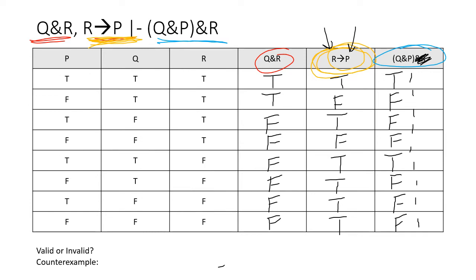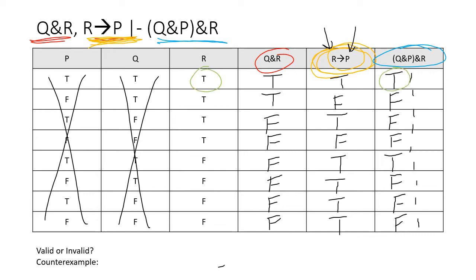And so now we just got to do the ampersand here. Where are those both true? Both true here. And that looks like it. So true, and then the rest of them are going to be false. And we can erase this column here, don't need it anymore.